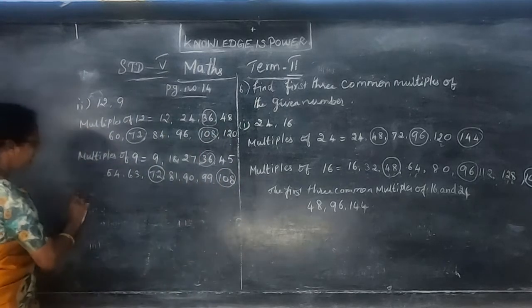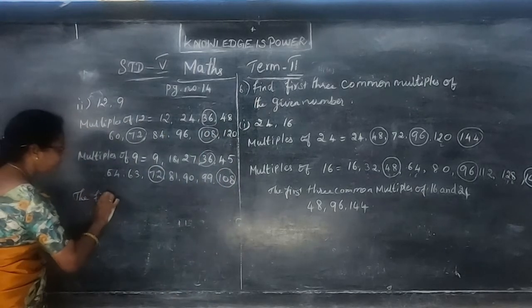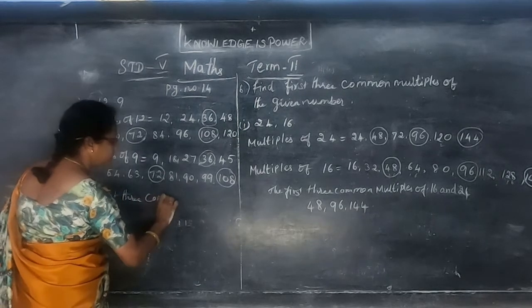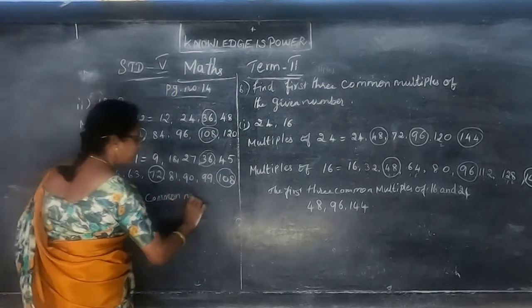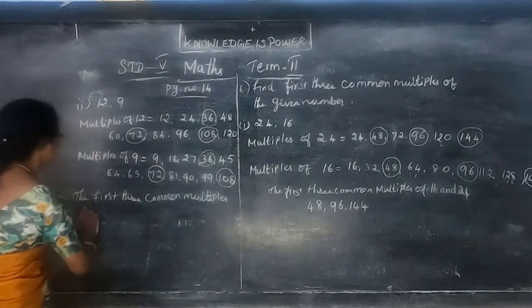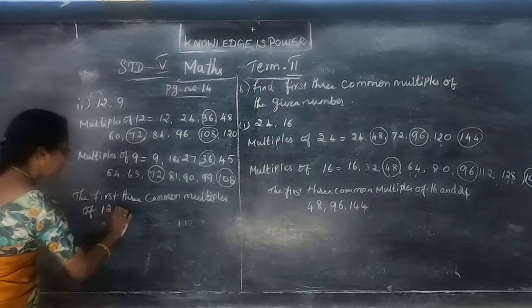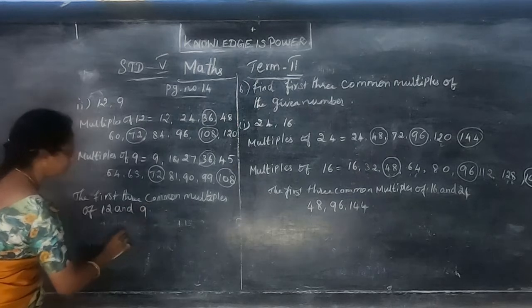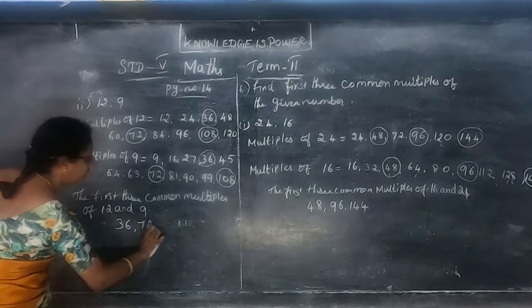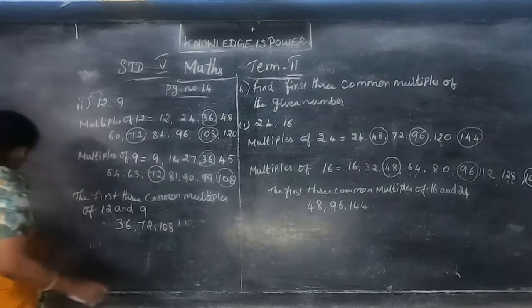So you can write the first three common multiples of the numbers 12 and 9: 36, 72 and 108. Okay.